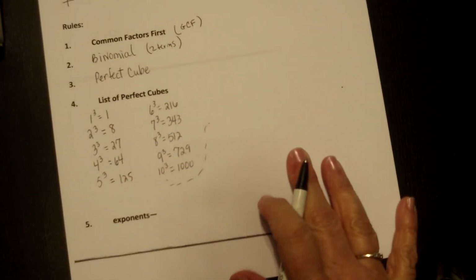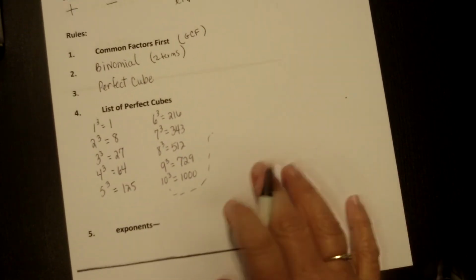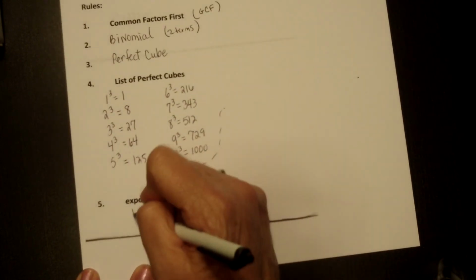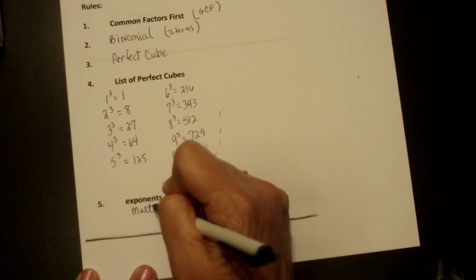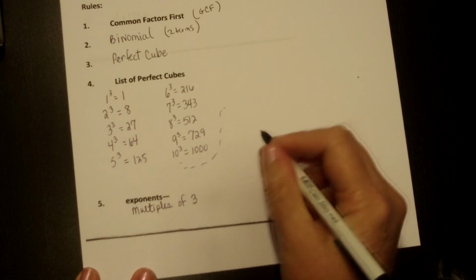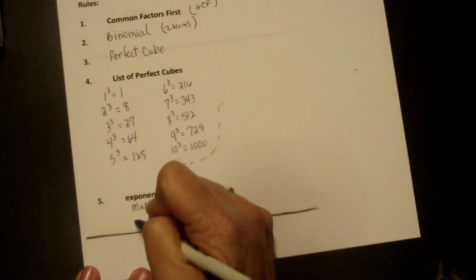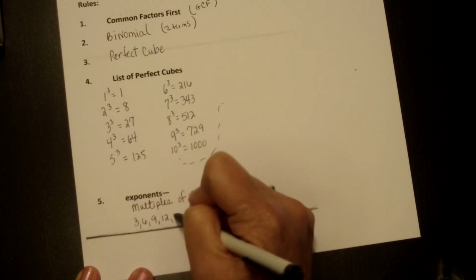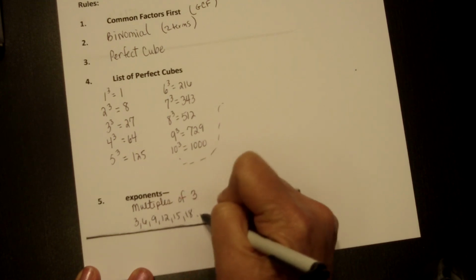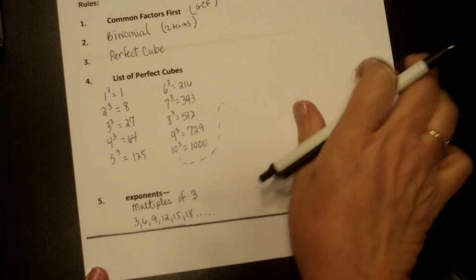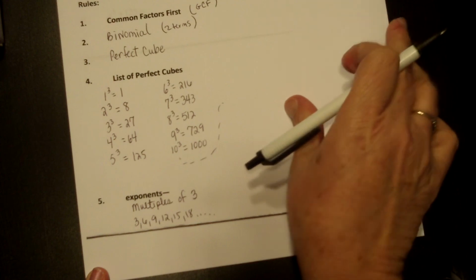Now your exponents, as I mentioned a second ago, have to be multiples of 3. So we're going to write: exponents have to be multiples of 3. What does that mean? It means that it has to be a 3, a 6, a 9, a 12, a 15, an 18, and on up as far as you can go. Those are examples of multiples of 3. So these are the things that you're going to be looking for.